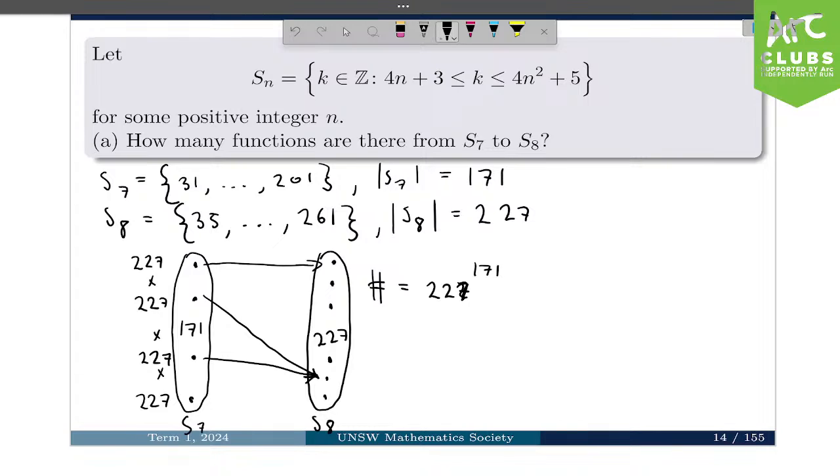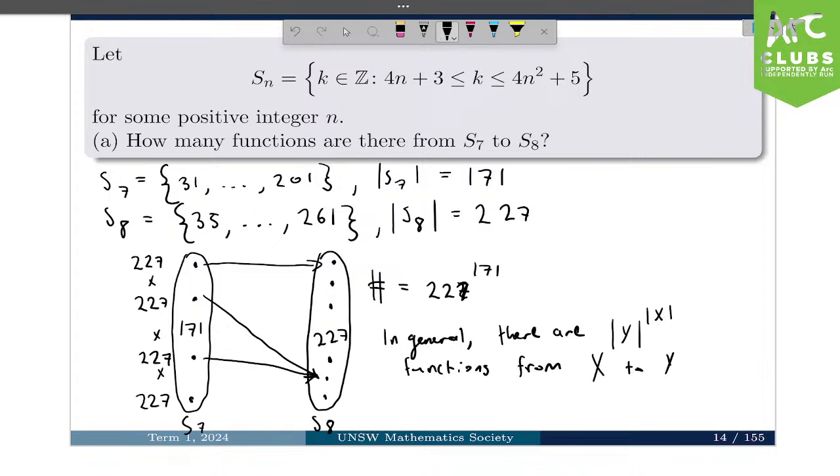And you can actually generalize this to any two sets, right? In general, there are size of y to the power of size of x functions from x to y, from the sets x to y.